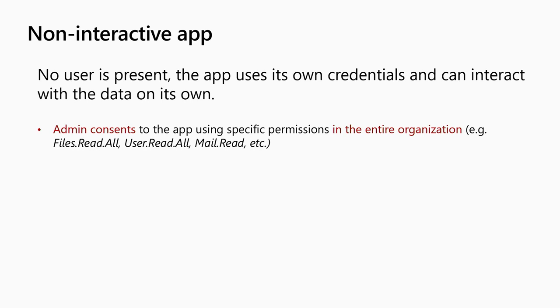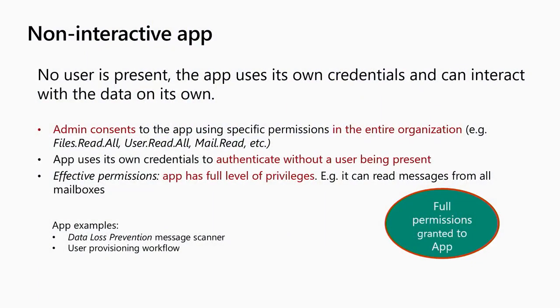So if we look at Files.Read.All, that means the app can read files in every SharePoint site in the organization. Mail.Read means it can read emails in all mailboxes. So that's some pretty powerful stuff. That's why the admin has to consent to that happening in their tenant. Once that happens, the app can authenticate on its own. And the effective permissions are the full level of privileges that the permissions describe.